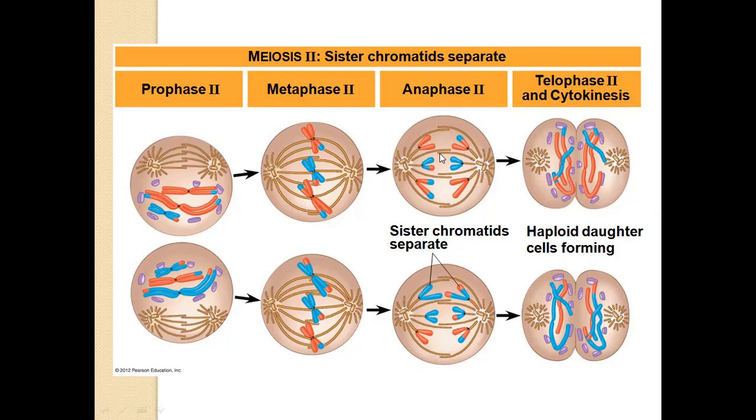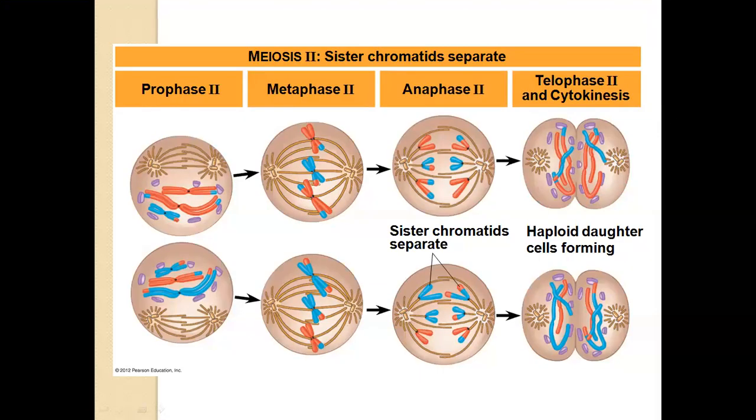In the next stage, anaphase 2, the chromosomes separate and move towards the opposite poles of the cell. You can see the chromosomes going to the poles. In telophase 2, the chromosomes reach the pole ends and the nuclear membrane reforms. And then we have the cytokinesis. The cleavage furrow divides the cell into 4 haploid cells.